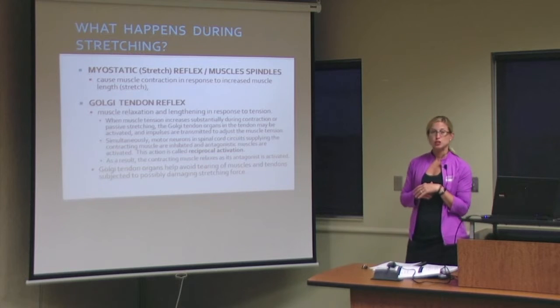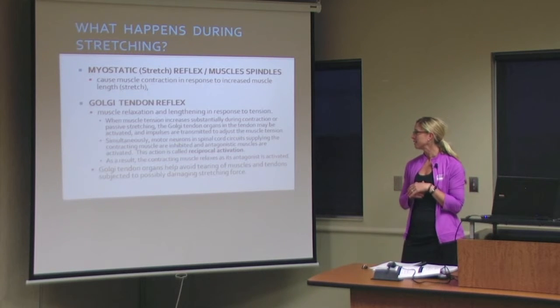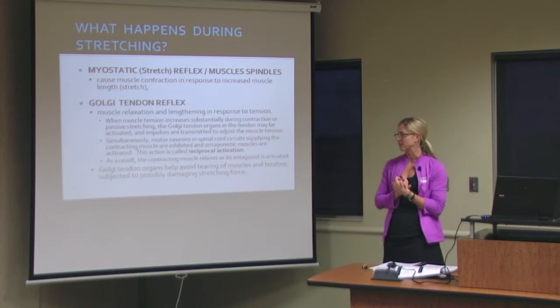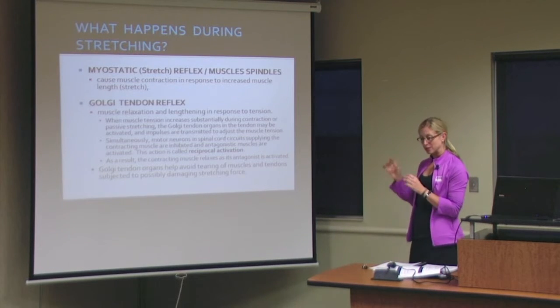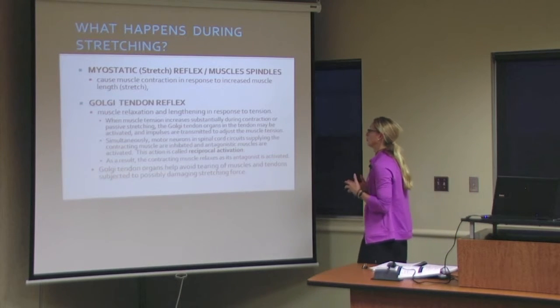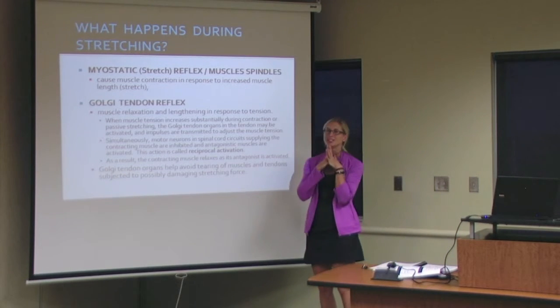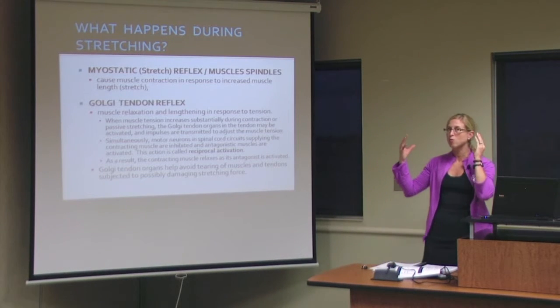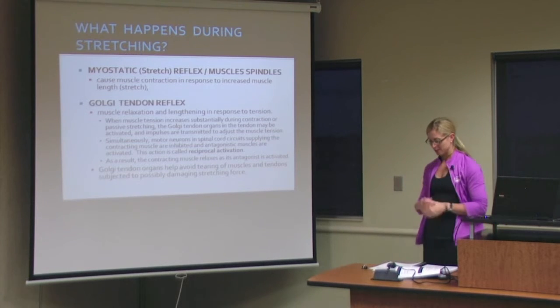When this happens, the contracting muscle relaxes as its antagonist is activated. So all in a nutshell, what the Golgi tendon organ does is to help prevent tearing of muscles and tendons. It's sending a response back saying, whoa, wait a second, okay, we're okay. Moving on.